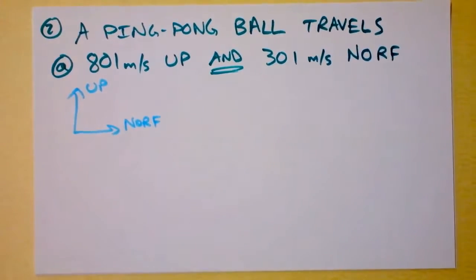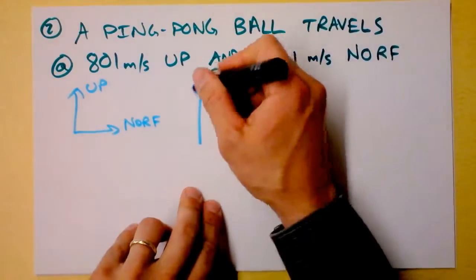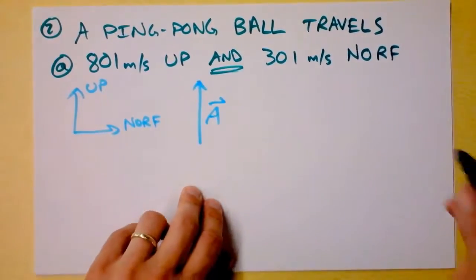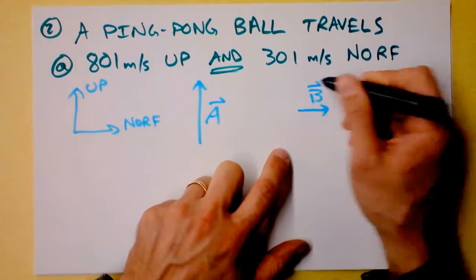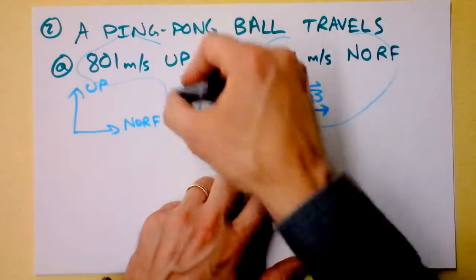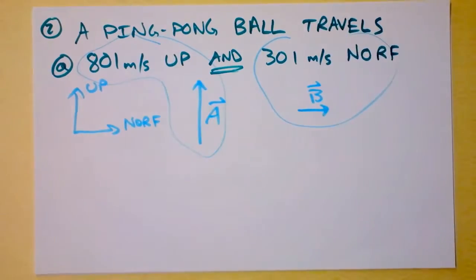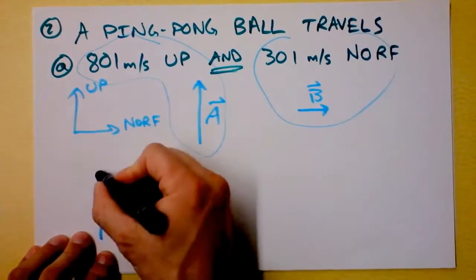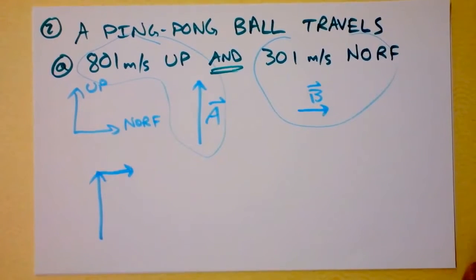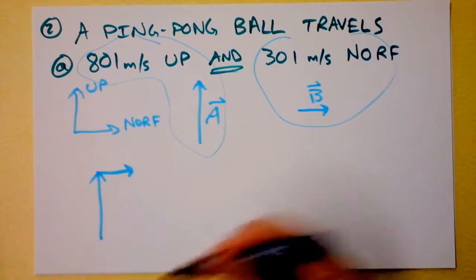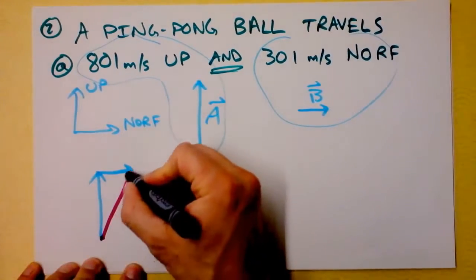Okay, so I'm trying to add these two vectors. One of them is this way, and it's supposed to be 801. That's vector A. And the other one is supposed to be that way. It's quite a bit shorter, and that's vector B right there. And I'm supposed to add those guys tip to tail. Well, I can do that. I'll just put this one here and that one there. And then, well, I believe the next step is to find the resultant. And the resultant is going to start right here and go right there.